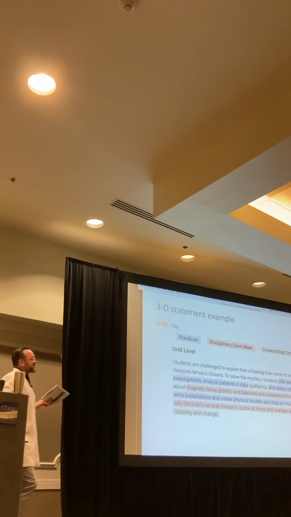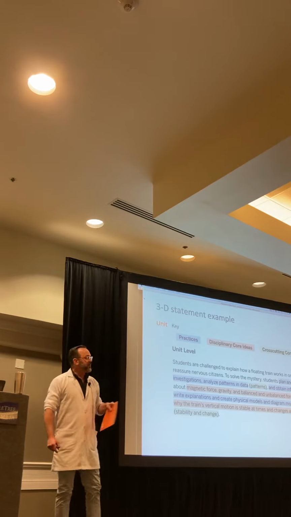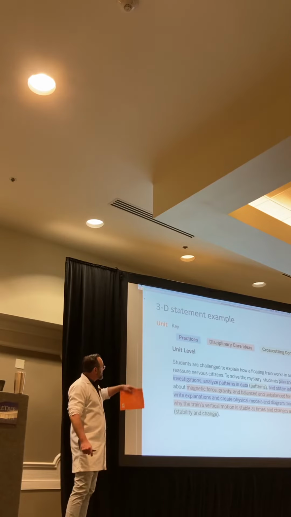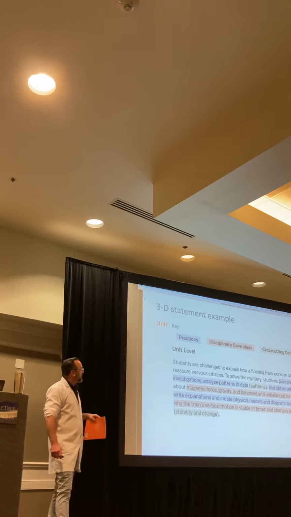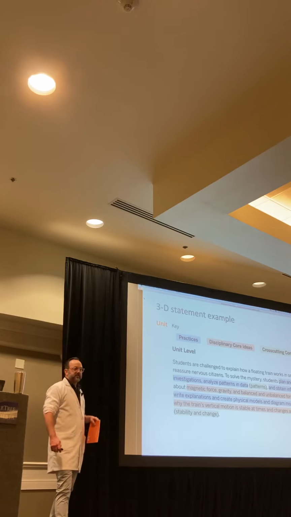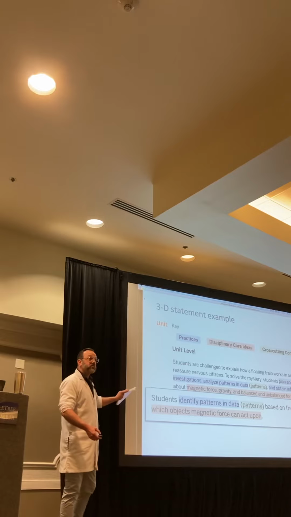We have a 3-dimensional statement provided at the unit, chapter, and lesson level. So here I can see my phenomena. Students are challenged to explain the floating train, to reassure those nervous citizens. Everything in blue are the practices, and you can see the color coding of the DCIs and crosscutting concepts. So it's there for a teacher to see. If I'm in a lesson, it's much shorter.